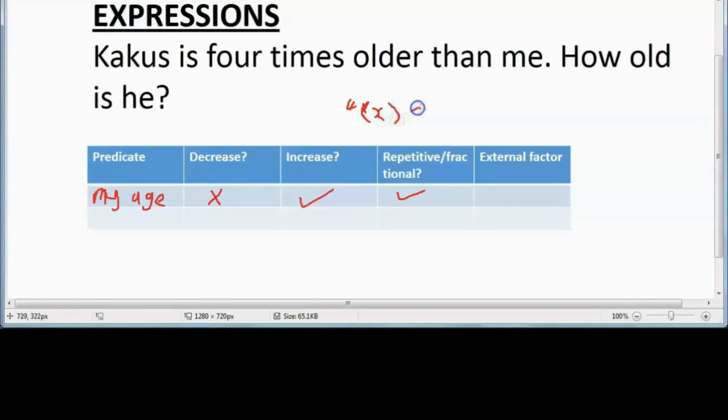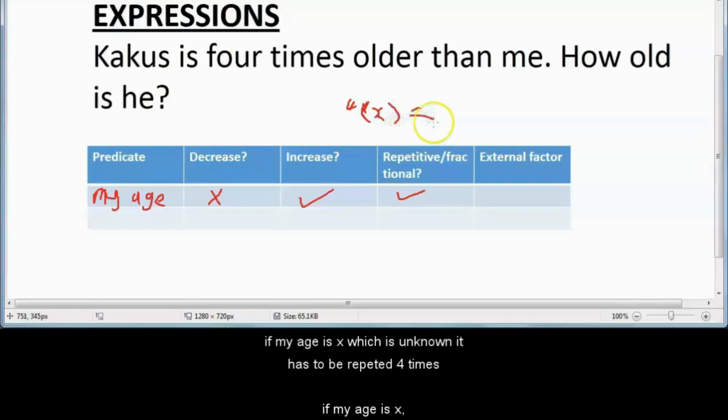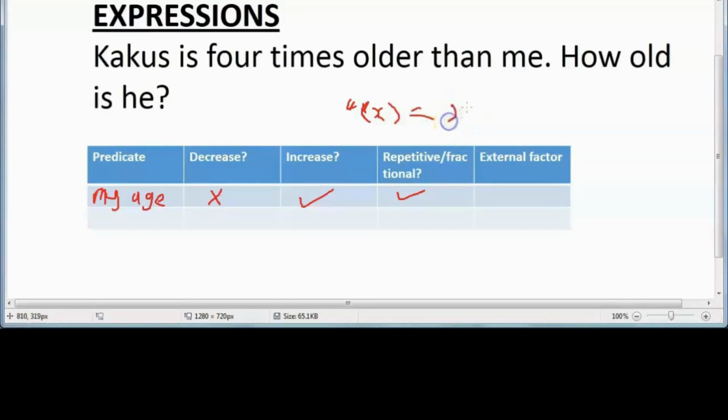That means if my age is X, which is unknown, we have to repeat it 4 times. X plus X plus X plus X. That forms our expression for X.